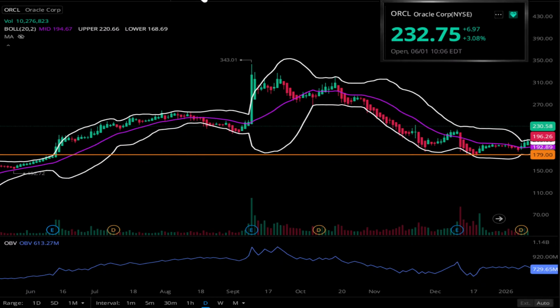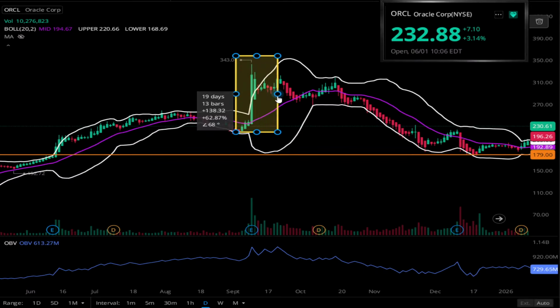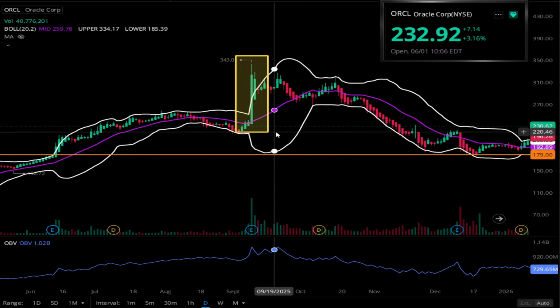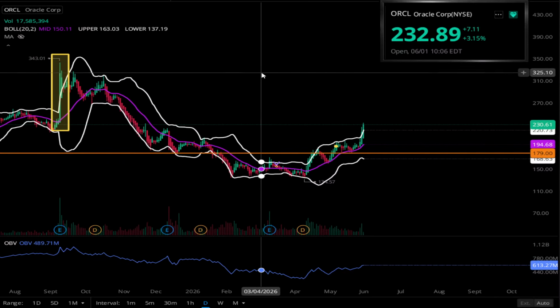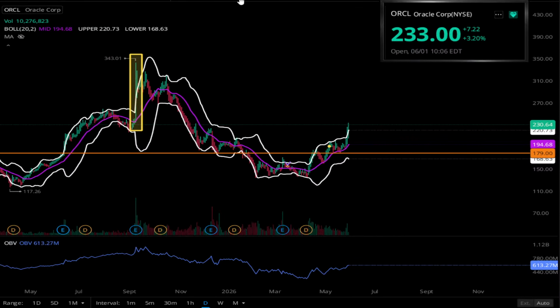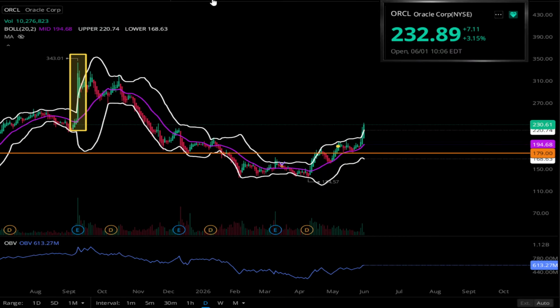I hate looking at Oracle because this candle right here cost me so much money. Oh, that was a terrible earnings. Random overnight $500 billion injection.